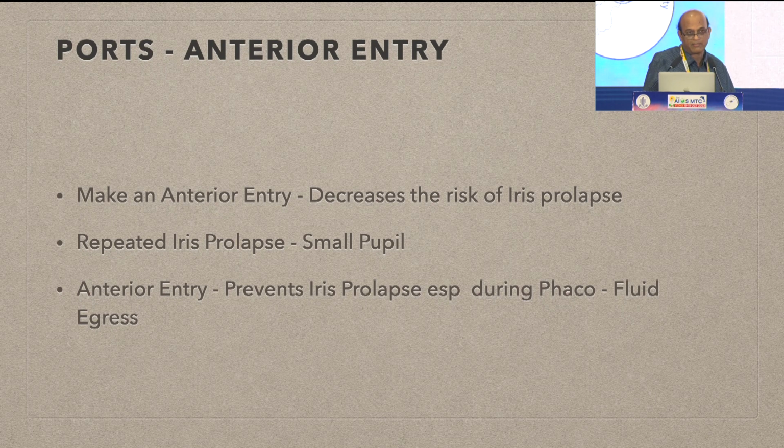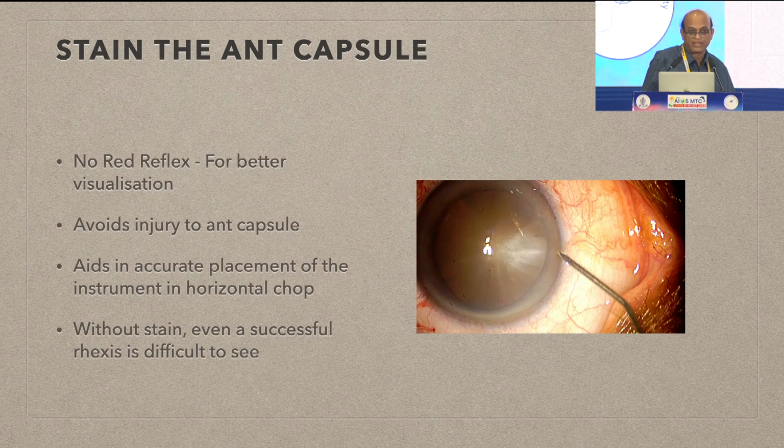This risk of iris prolapse becomes greater when you're doing the phacoemulsification because of the egress of the fluid through the ports. After making the ports, one has to stain the anterior capsule, and one should always stain the anterior capsule because the red reflex is not really good. This gives better visualization and better color contrast, and making the rhexis becomes easier. This avoids injury to the anterior capsule while doing the chopping and while removing the nuclear fragments, and it also helps in accurate placement of the instrument while doing a horizontal chop.